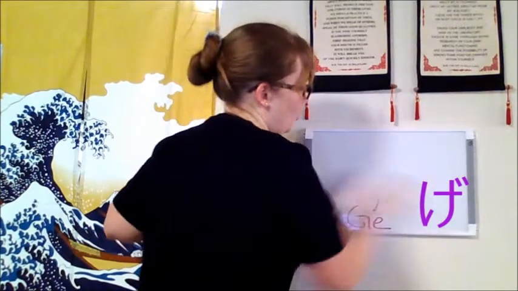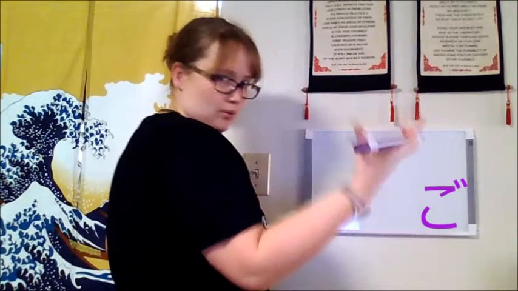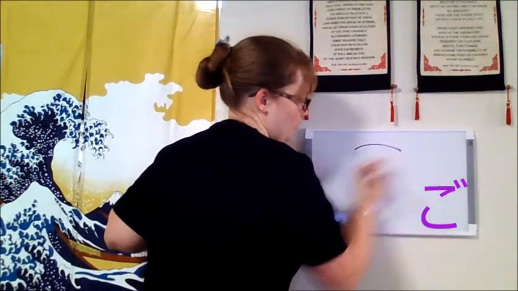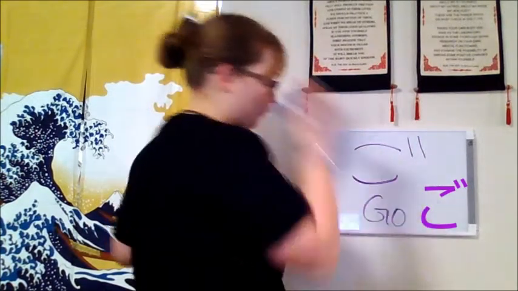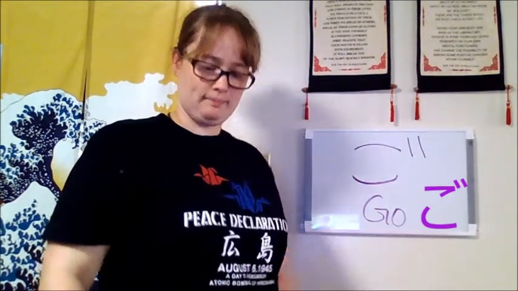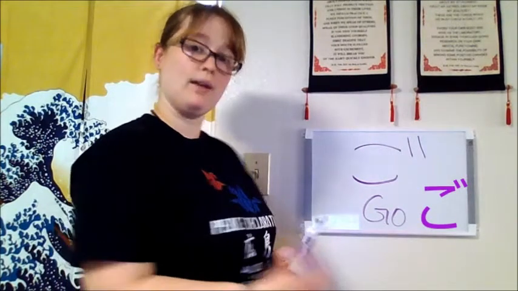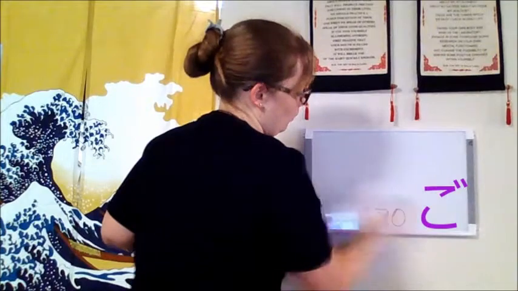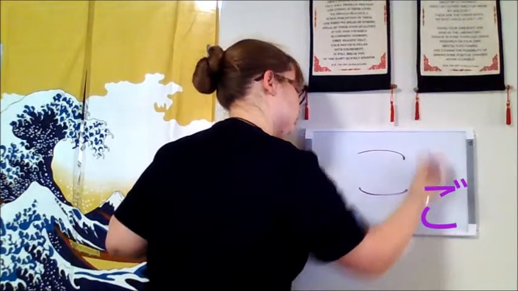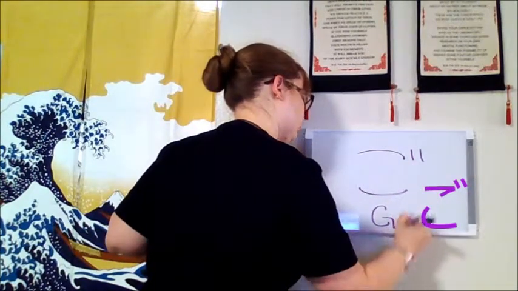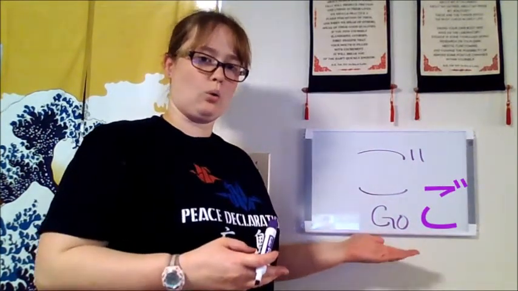Right, tsugi, go. Go. Because it's ko, so it becomes go. So we draw kind of the coin shape again, add the dakuten, and we get go. Ichido kakimasu. Go.